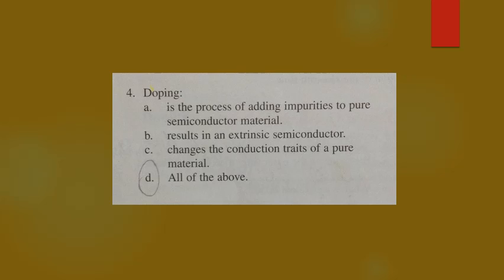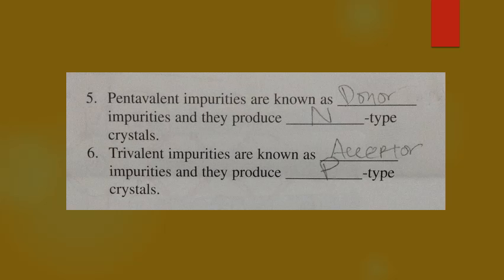Doping is the process of adding impurities to pure semiconductor material. It results in an intrinsic or extrinsic semiconductor, and it changes the conduction traits of a pure material. Pentavalent impurities are known as donor impurities, and they produce N-type crystals. Trivalent impurities are known as acceptor impurities, and they produce P-type crystals.